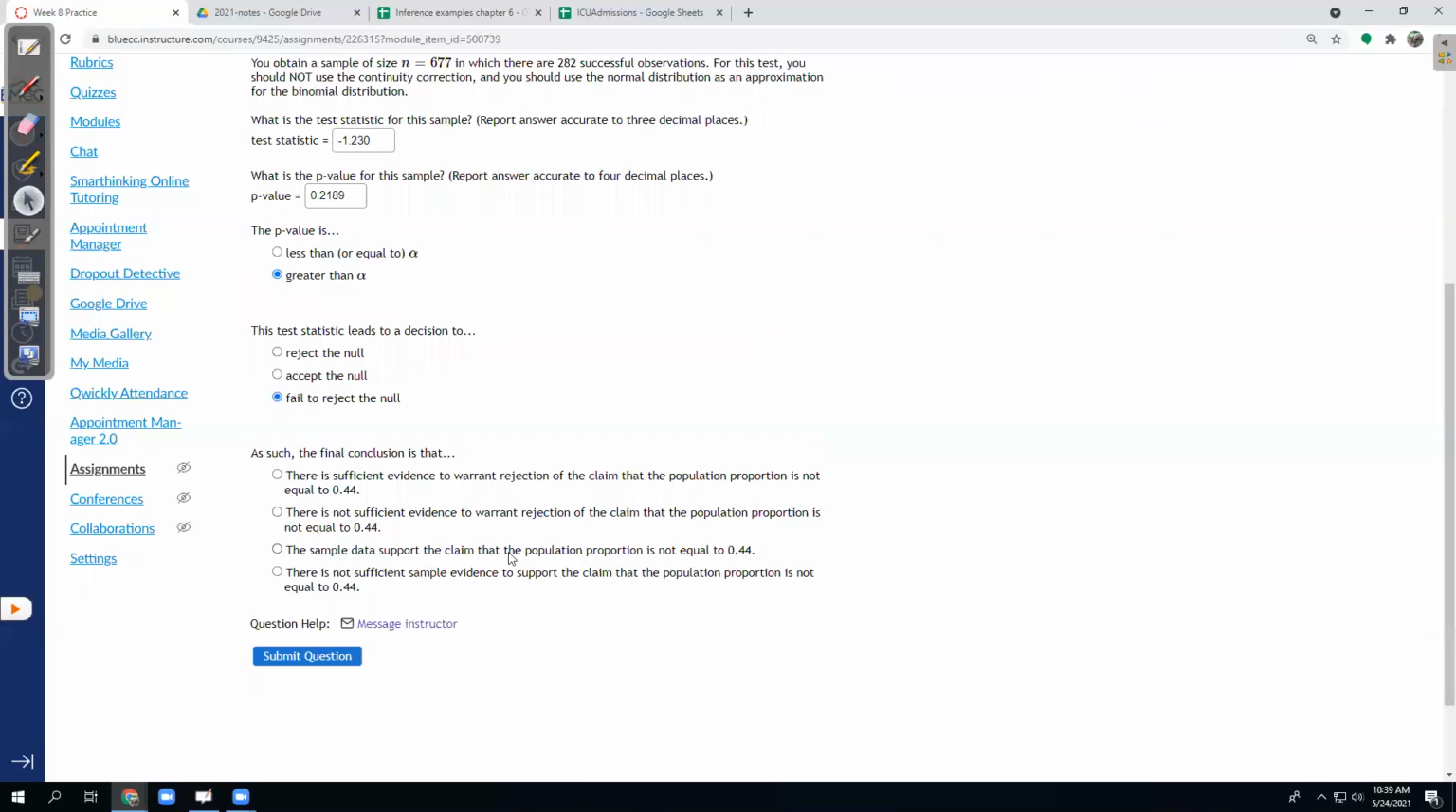The sample data support the claim that the population proportion is not equal to 0.44. So that would be saying the sample data supports the alternative. No, that's not true. I need to check that. There is not sufficient sample evidence to support the claim that the population proportion is not equal to 0.44. There's not sufficient evidence to support the alternative. That is true. I think it's this one. Yeah, I think that's the right one right there. Those double negatives are blowing my mind there.